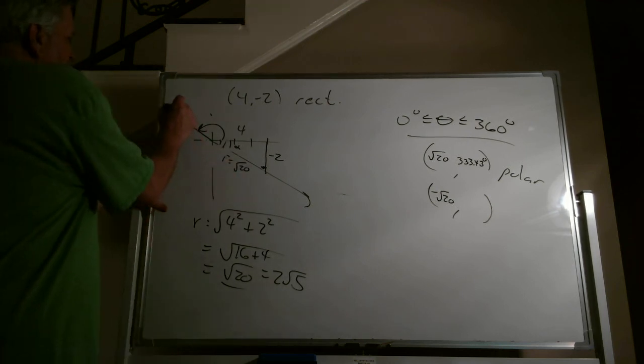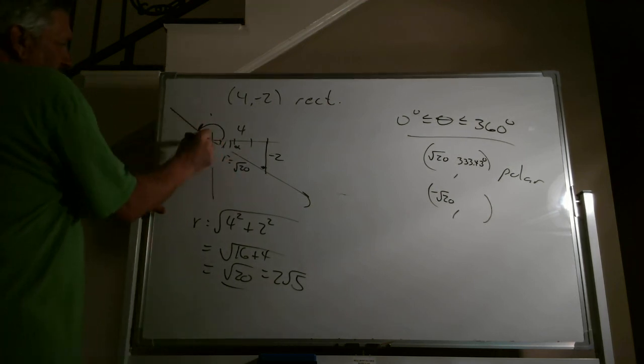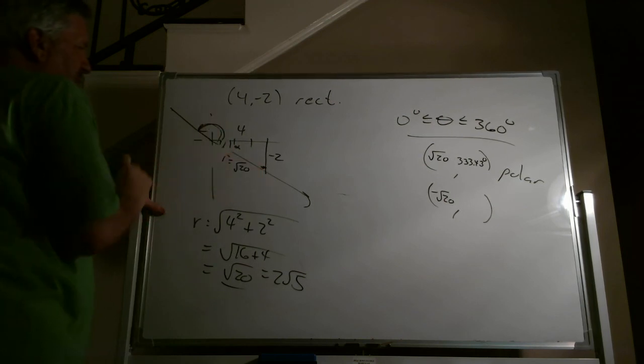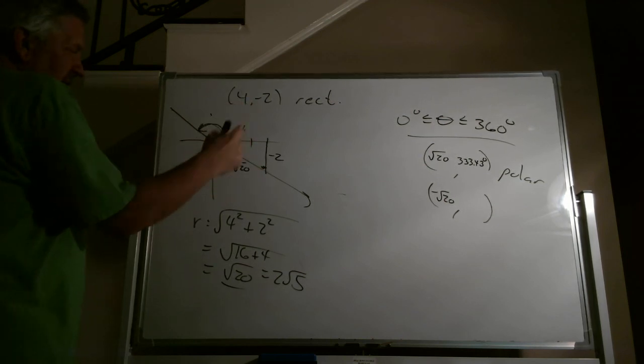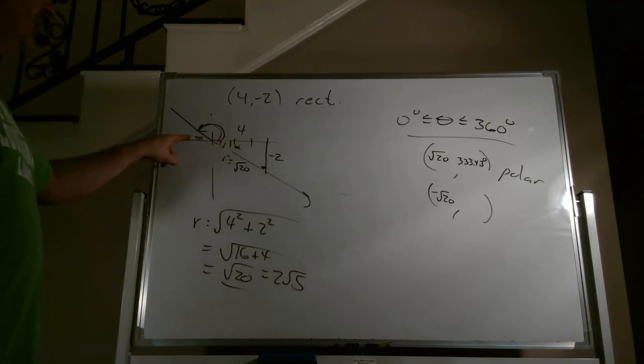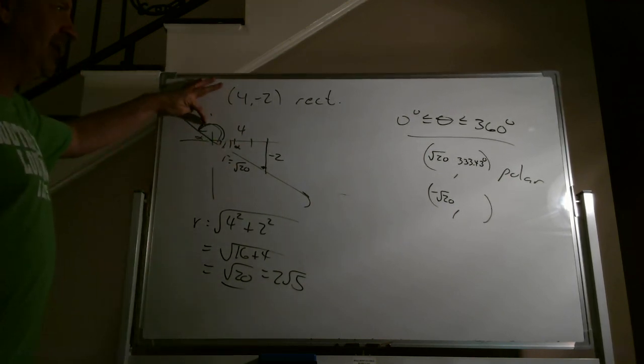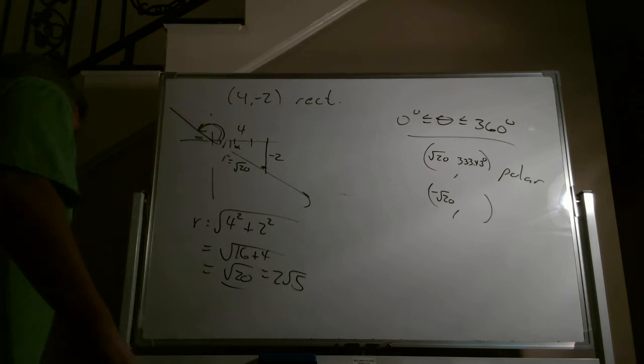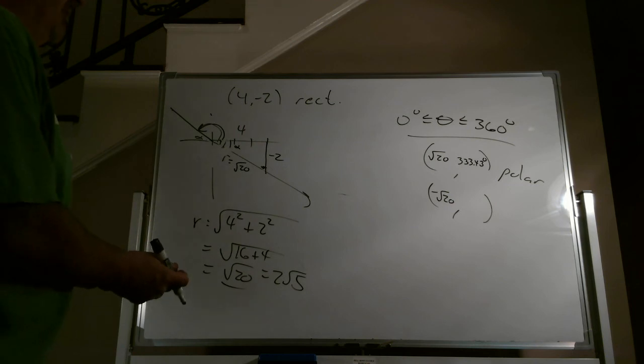So if r is negative root 20, instead of going this way, I go that way. Now, what is that angle going to be? Well, we just did this little algorithm. That alpha here is that alpha here, isn't it? Because they're vertical angles. So I need 180 minus alpha to get me to here. And I erased the original one here.